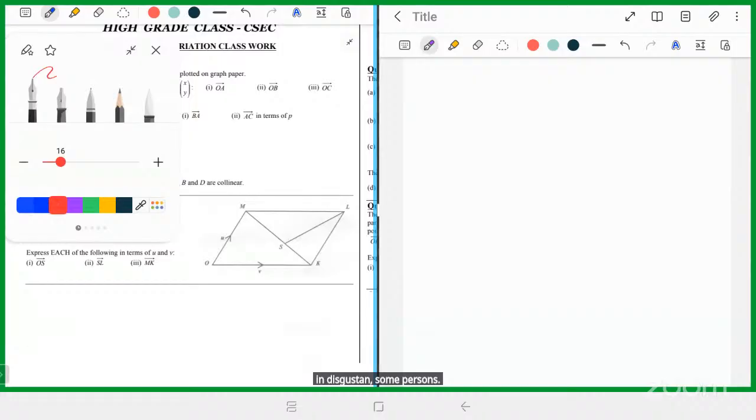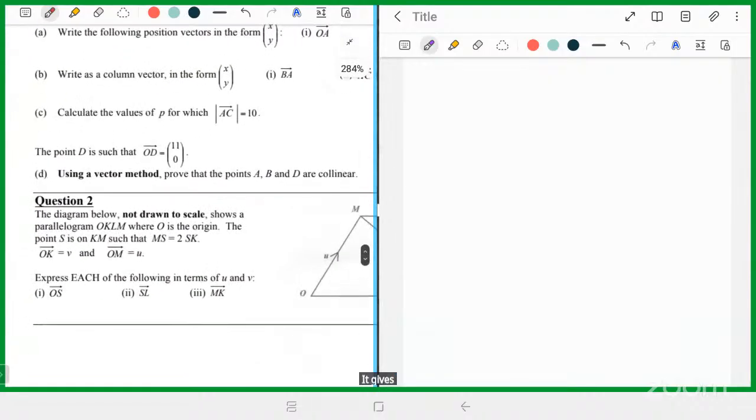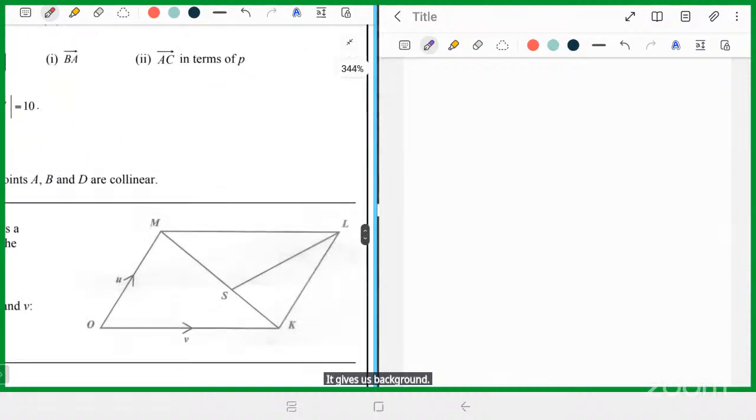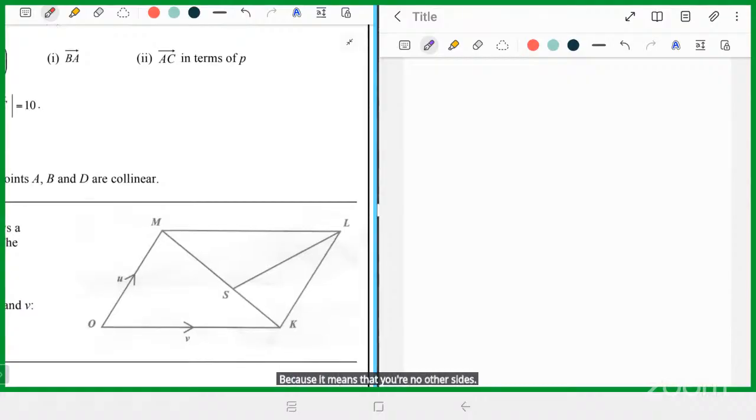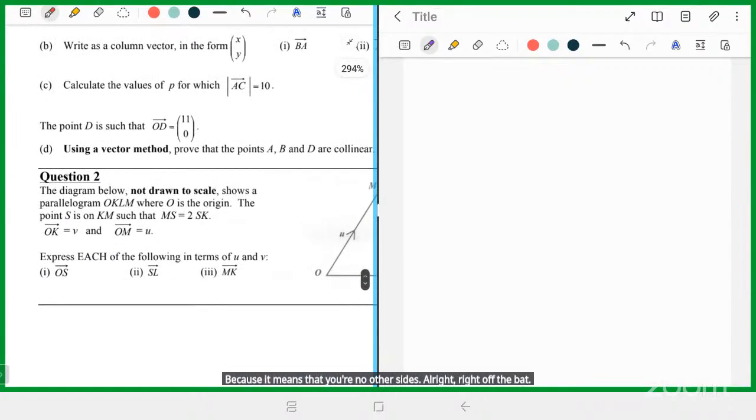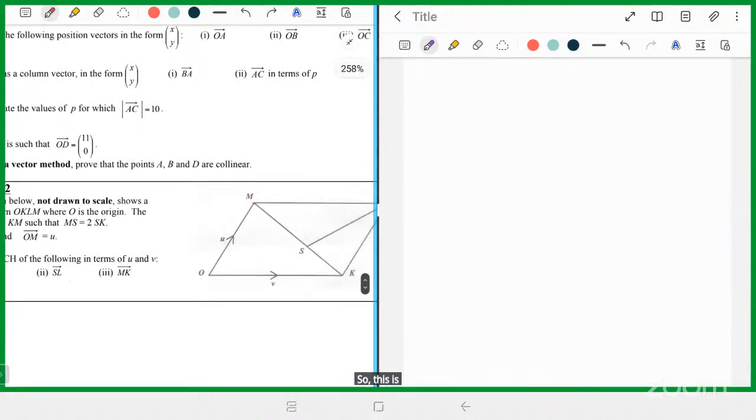So this question gives us a diagram, that's a vector diagram, it's a parallelogram, and I like parallelogram questions because it means that you know some of the sides right off the bat. So this question says, the diagram below not drawn to scale shows a parallelogram, and O is the origin. It says the point S is on MK such that MS is 2 times KS. So this is information for us to break down this line into fractions or into portions or parts.